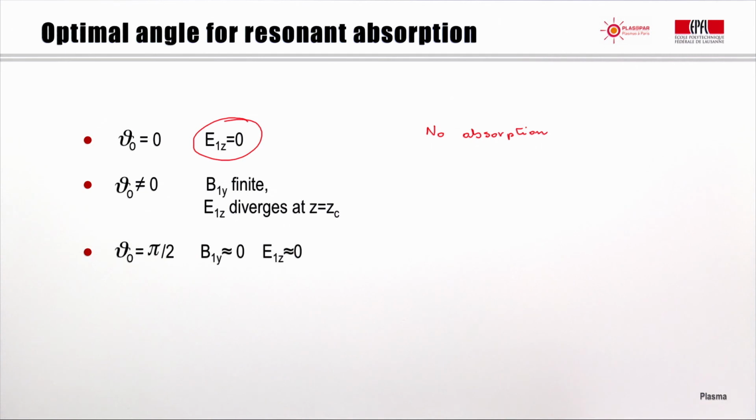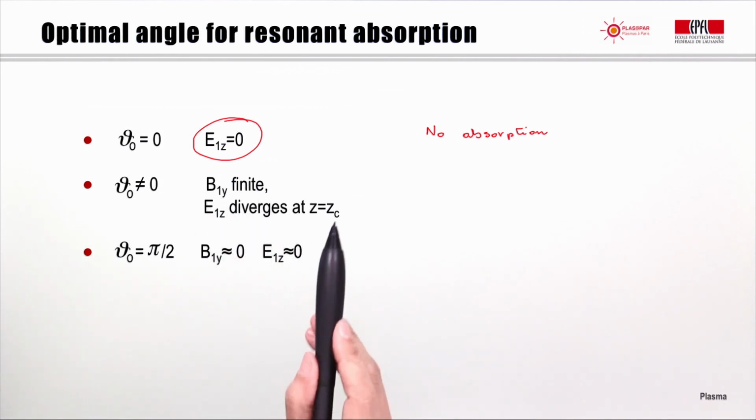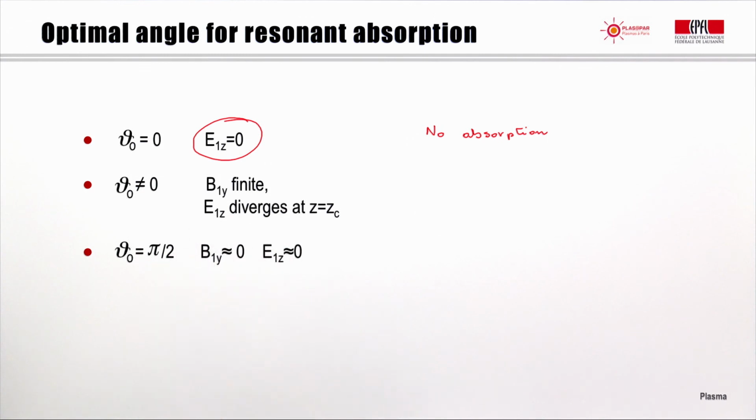When P-polarized light is incident at an angle instead, as we have seen, at the critical density the magnetic field is finite, and the component of the electric field along the density gradient diverges. In this case, an electron plasma wave is resonantly excited, and there is transfer of energy to the electrostatic mode, and the electrons are heated.